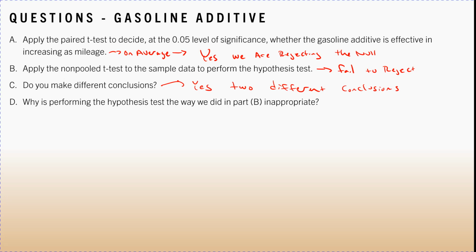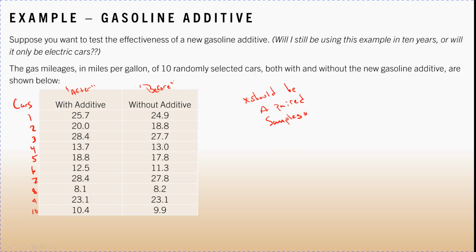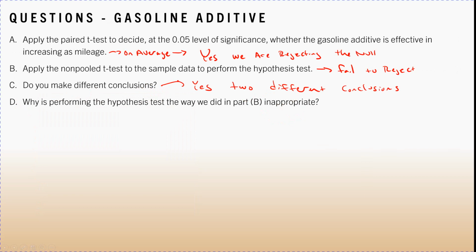So the question is, why is performing the hypothesis test the way we did in part B, using that non-pooled two sample t-test, inappropriate? You have to think back to the lecture. One of the assumptions was that they were independent samples. But these are not independent samples. The value you get without the additive is going to impact what you get with the additive on car number 1. These are paired. They are not independent samples.